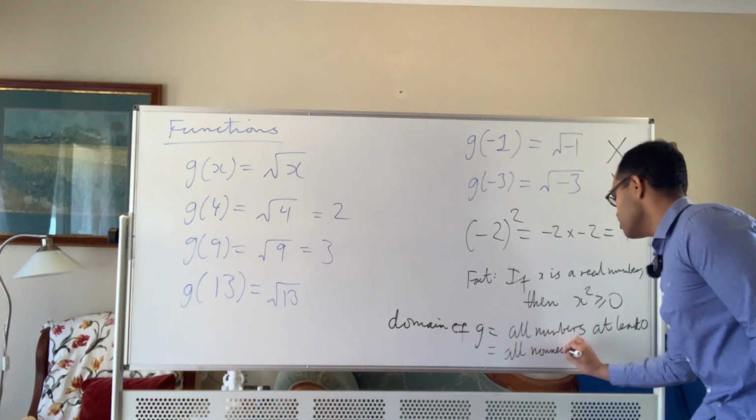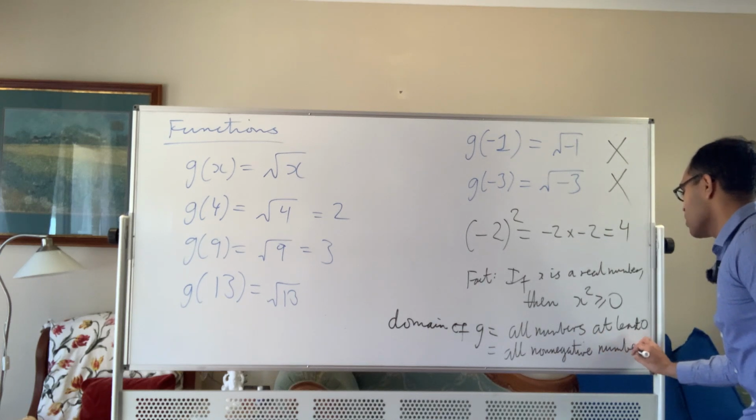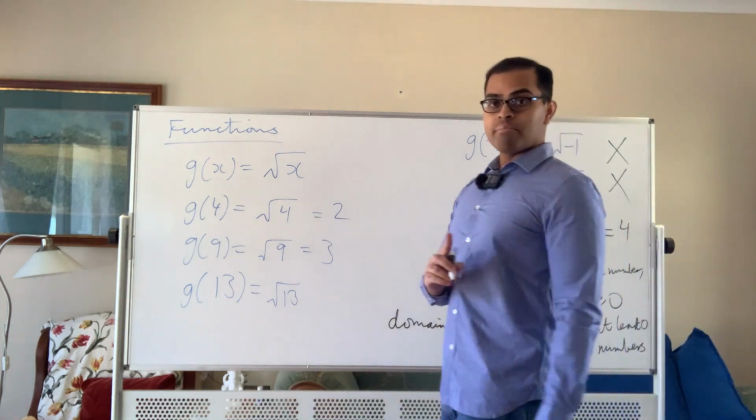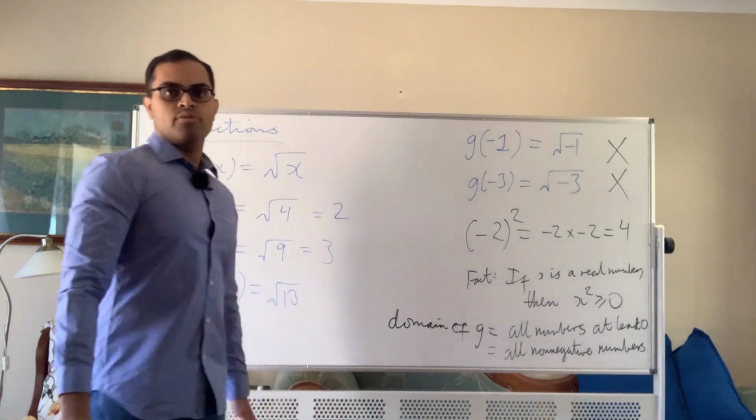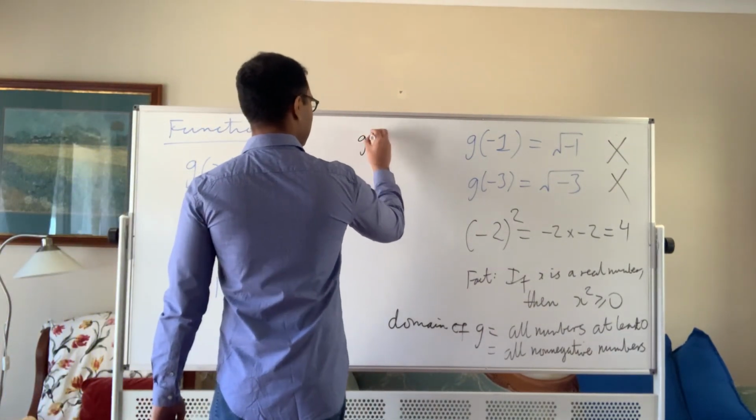Non-negative means that it cannot be negative. So 0 is allowed. 0 is a non-negative number. It's not a positive number, but you still can take the square root of it because 0 squared is 0. So the square root of 0 is 0. So you could say g of 0 is equal to 0.